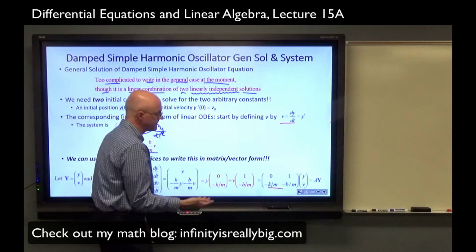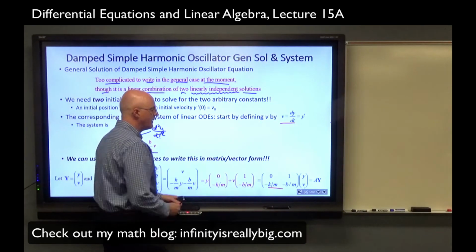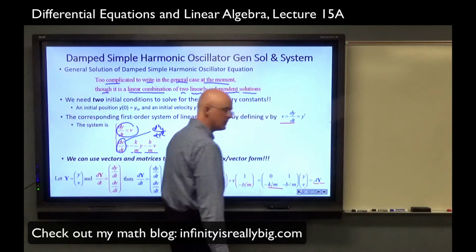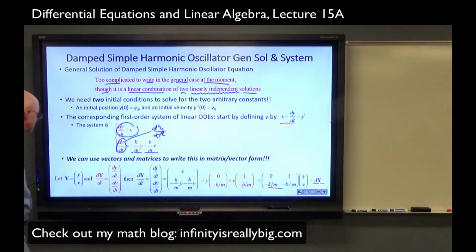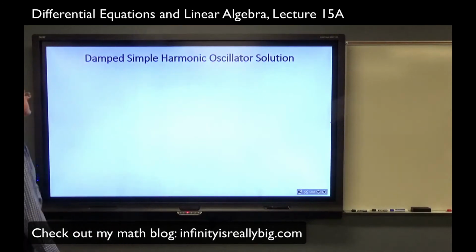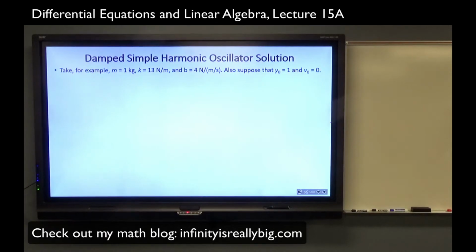I'm going backwards from the usual approach. We can give this matrix a name and call it capital A, and again, this vector is called capital boldface Y. Okay? So we can write it as that, and that's what ultimately leads us to the idea of a vector field. Okay, shortly to come here. Let's consider an example before we get to the vector field though.